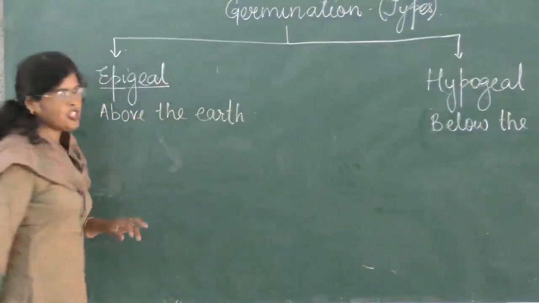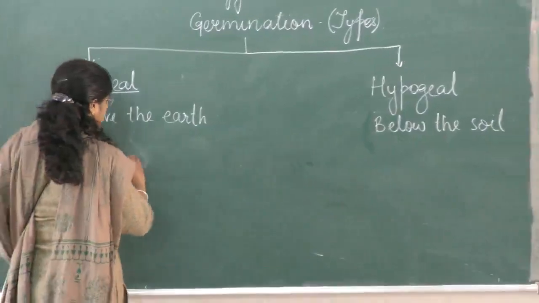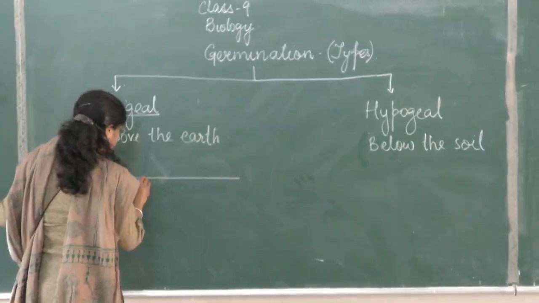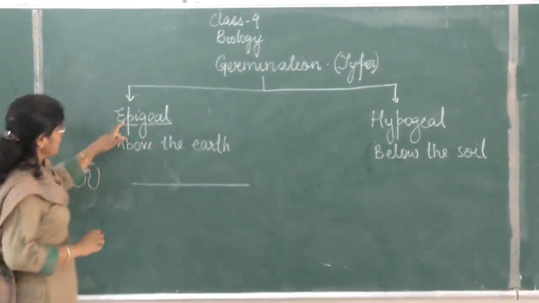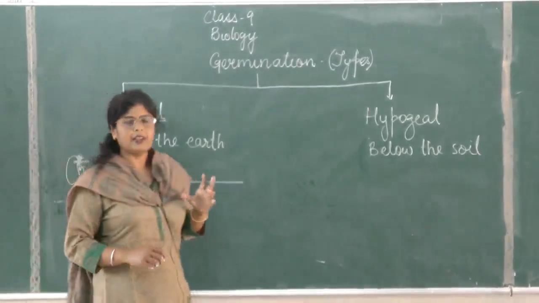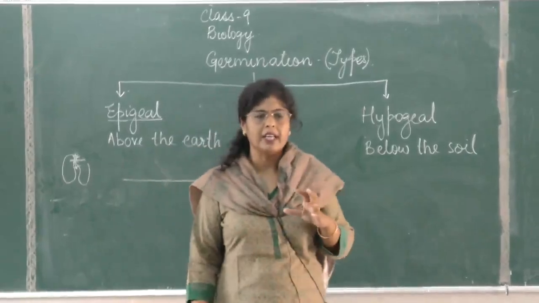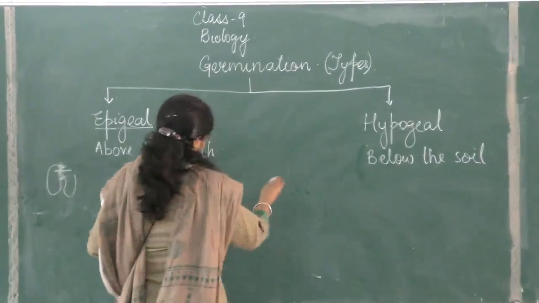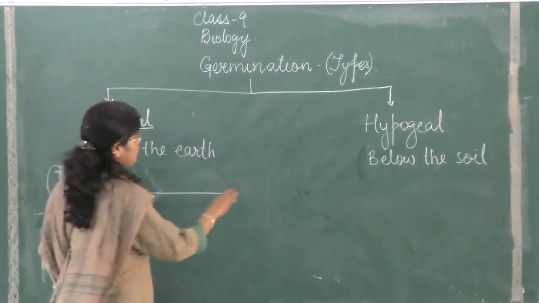So what happens in epigeal germination? It is seen in bean seeds. In this case the hypocotyle elongates. The epicotyle doesn't elongate, but the hypocotyle elongates. Is it clear? So how does it happen? Later on I'll show you here.